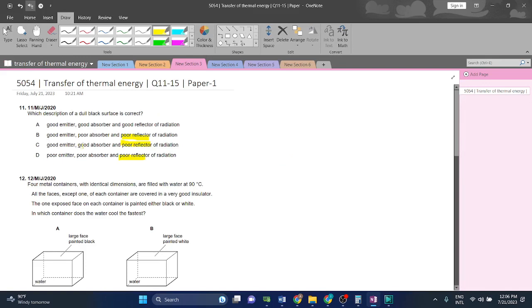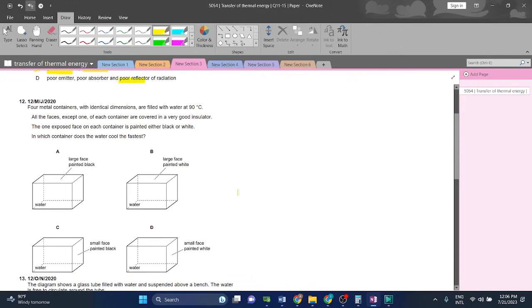Then good absorber. That is a sign of being a black surface and a good emitter. Good emitter meaning it emits heat, like a good heat emitter. So C is the right answer. Question 11, C is the right answer.